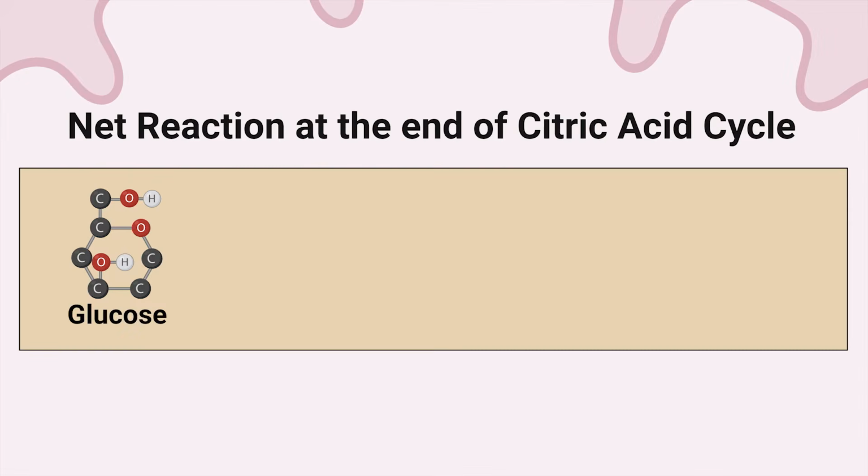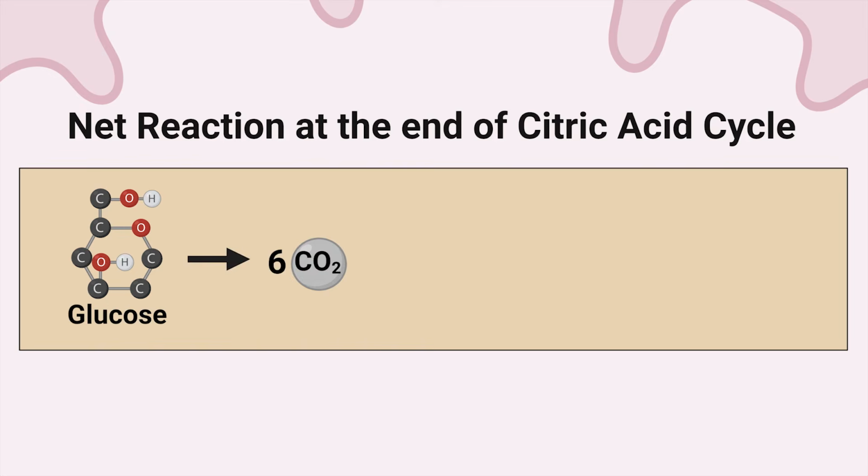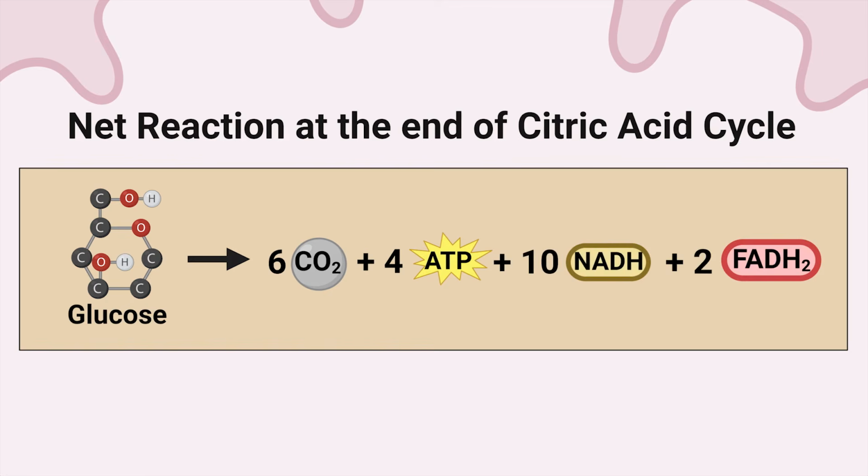But let's take a whole other step back and think about where we started. We started with a molecule of glucose. That molecule of glucose has gone through glycolysis, and it has now gone through pyruvate oxidation and the citric acid cycle. And what have we got out at the end of this? Well, we ended up with 6 carbon dioxide molecules that we expired. We ended up with a net gain of 4 ATP, and we also ended up with 10 NADH and 2 FADH2, high energy electron carriers.